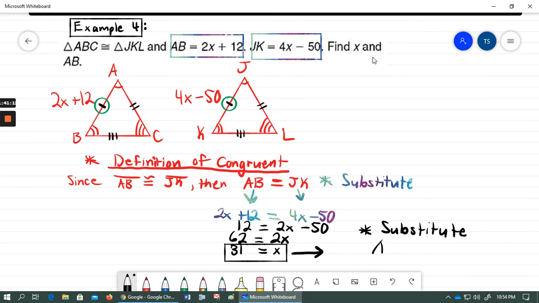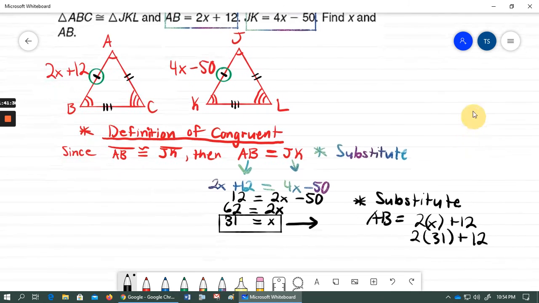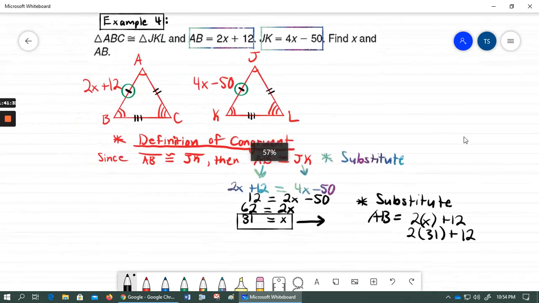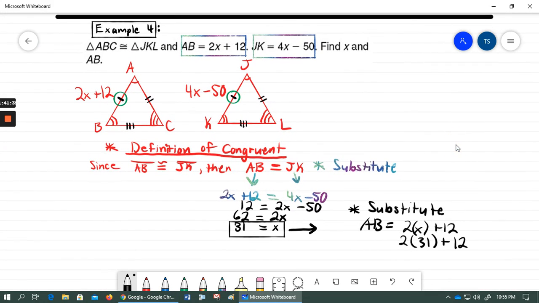Since we know that AB is equal to 2x plus 12, plug in our value of x right there. Since x is 31, that's 2 times 31 plus 12. 2 times 31 is 62, and 62 plus 12 gives us 74. So the length of AB is 74.